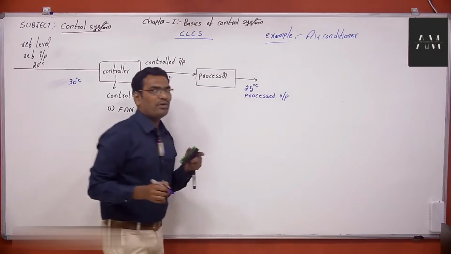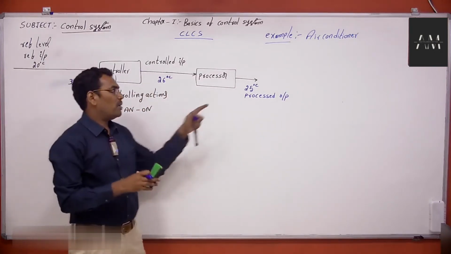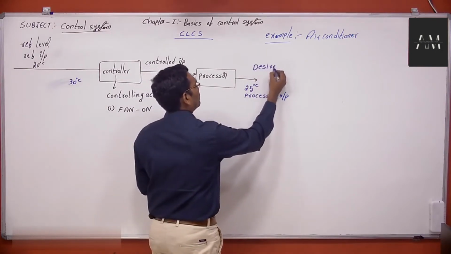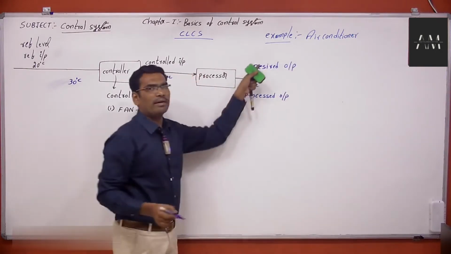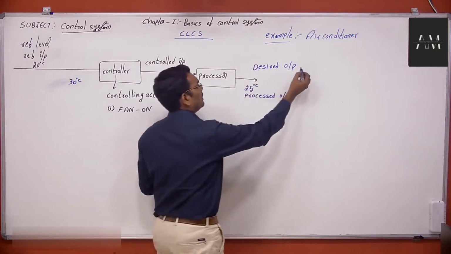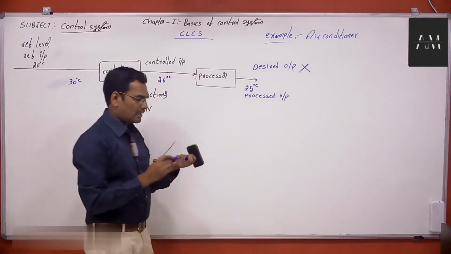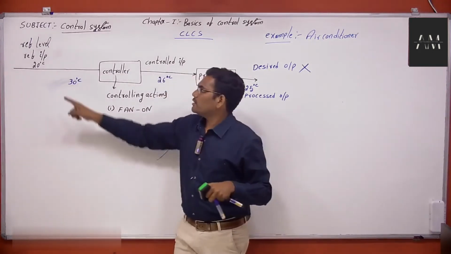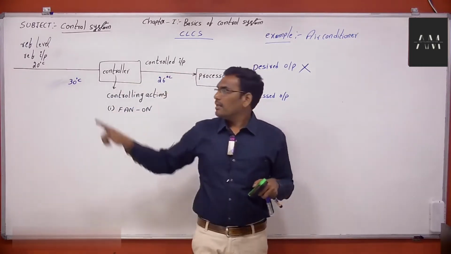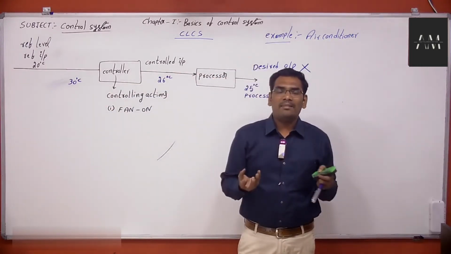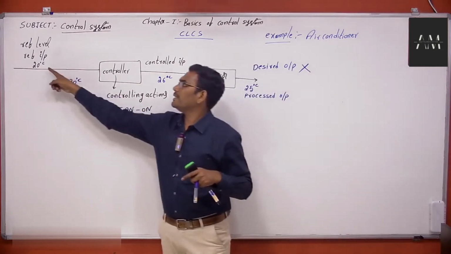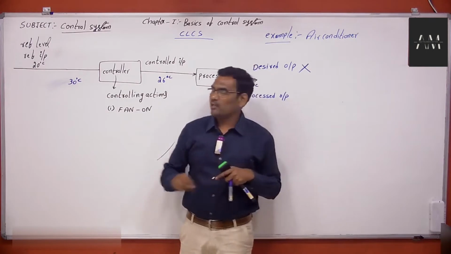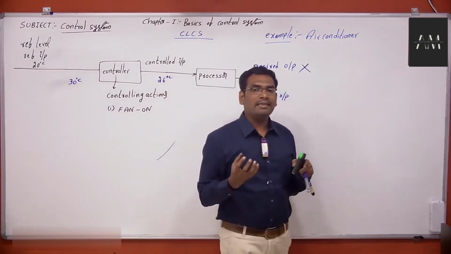Some of you are thinking that, sir, in the open loop control system, whatever the processed output, that is the desired output. So here also you are writing that whatever the processed output, this is the desired output. This is wrong. That is 100% wrong. Why? First of all, I am asking, what is this 20 degrees centigrade? You are all saying, sir, this 20 degrees centigrade temperature is what I am expecting in this particular room. This is my desired output.